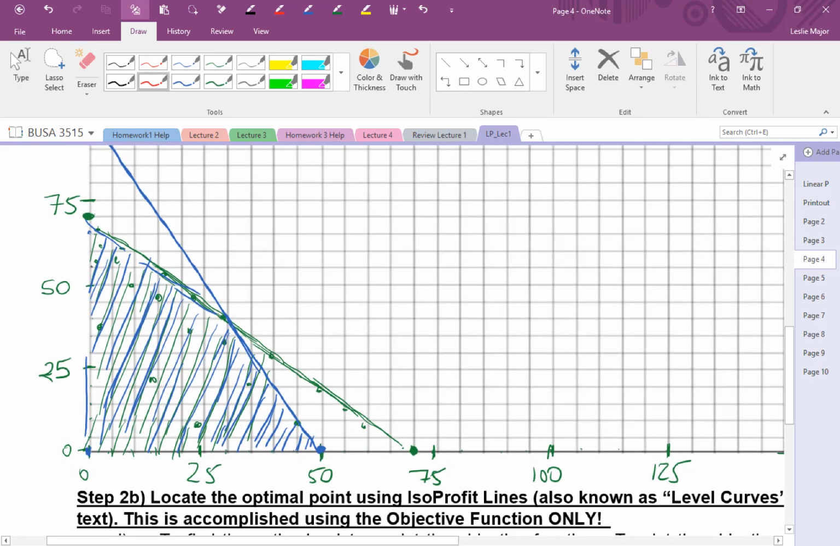So 0 and 60 is right here. And then 120, and so yeah, 120 and 0 is right there. And let's connect the dots for those.